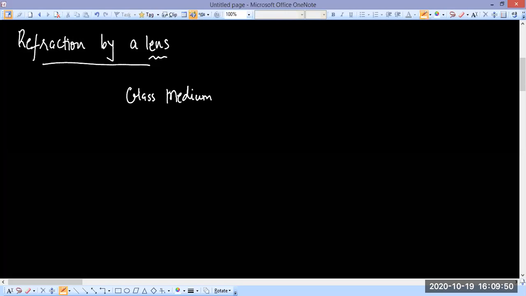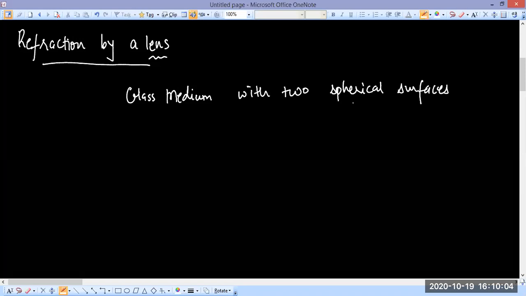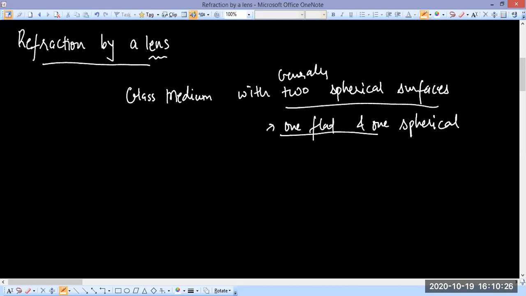So a lens is a glass medium, or actually any other medium, with two spherical surfaces, right? So typically a lens is a medium which has two spherical surfaces, but sometimes one flat surface and one spherical surface is also possible, right? Generally this is what it is, but sometimes we get it like this also, where one surface is flat but the other one is spherical.